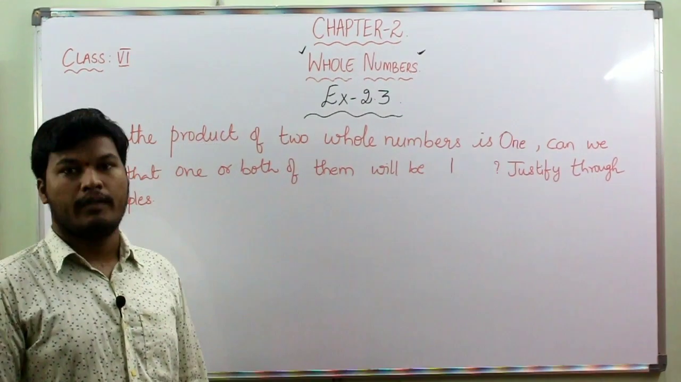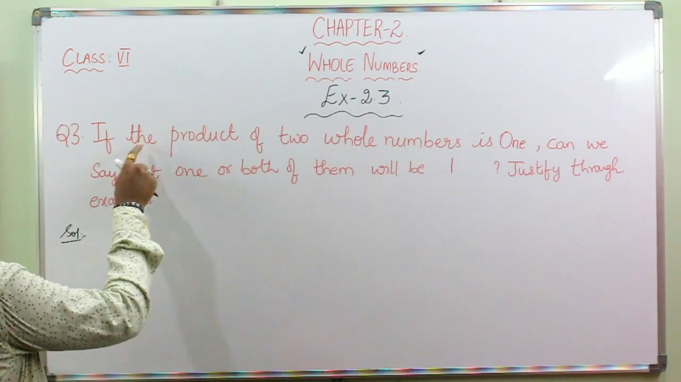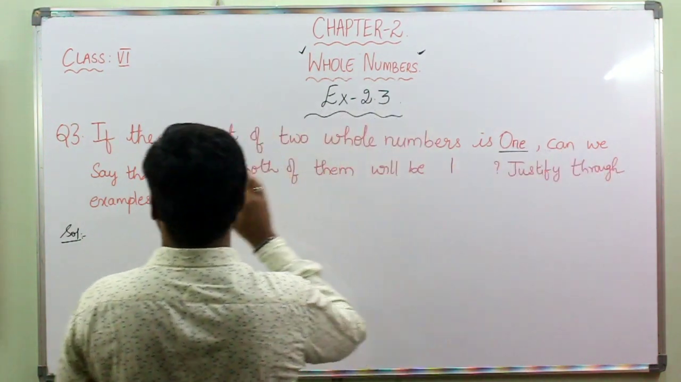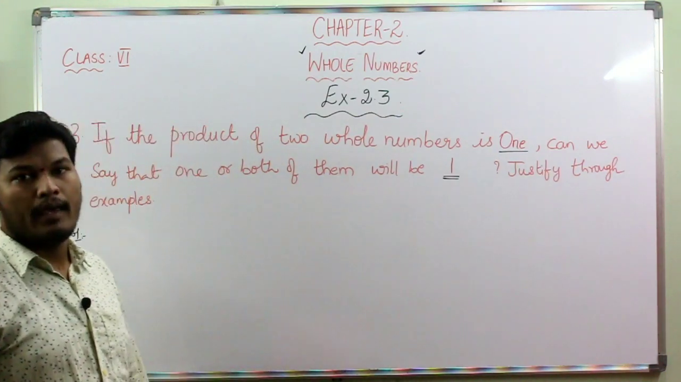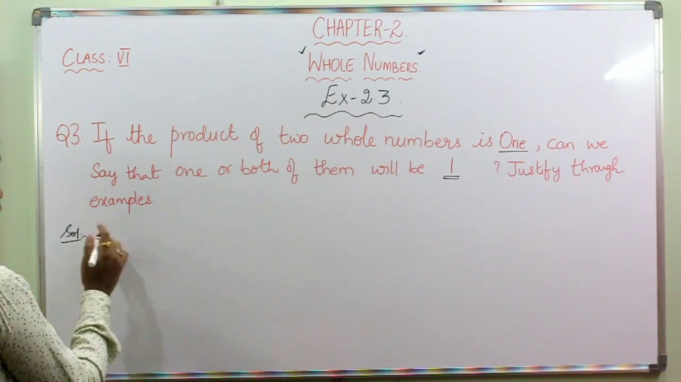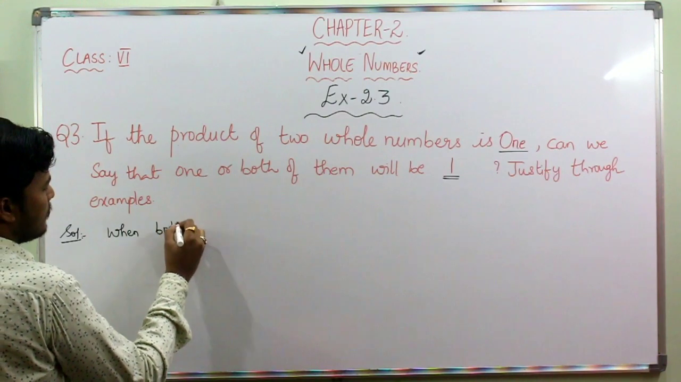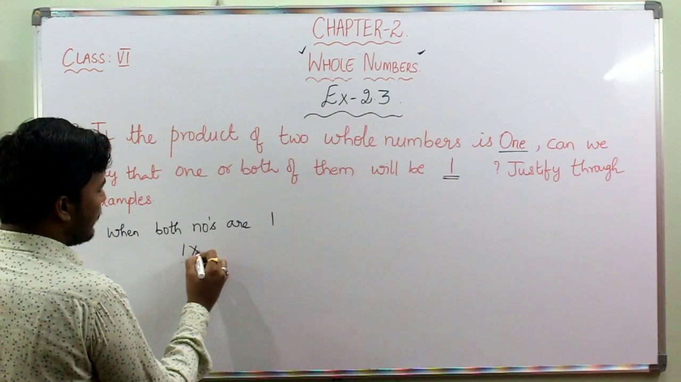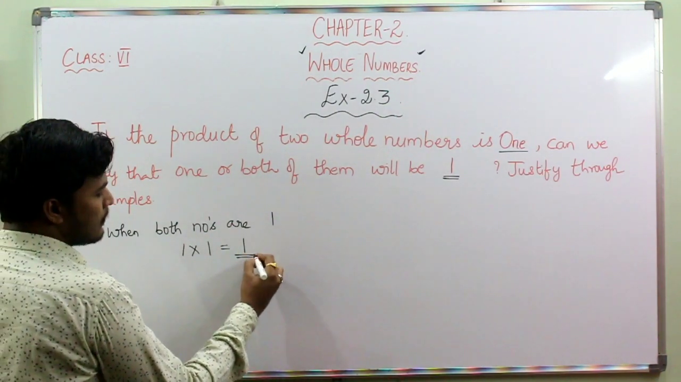Now the next question, that is problem number 3. Here, if the product of two whole numbers is 1, can we say that one or both of them will be 1 only? Justify through examples. So here, this is possible when, for example, both are 1. When both numbers are 1, that is 1 into 1 is equal to 1. I am taking both the numbers as 1, I am getting the product also as 1.